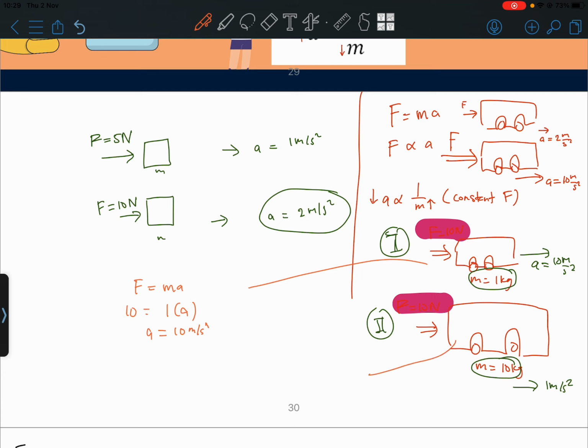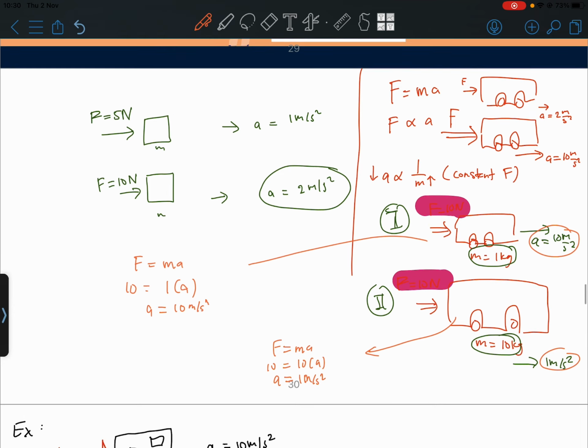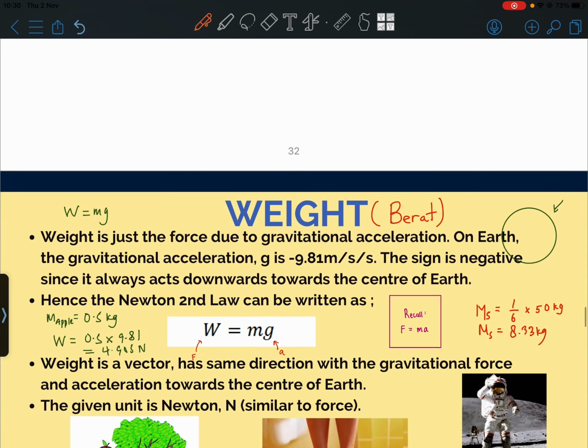Okay, and for the second case, this is F equals ma too. F is constant, the same. M is 10 kilograms. A we don't know yet, so you can divide by 10 on both sides. So I get a equals 1 meter per second squared. So you can see that the 1 kilogram mass has higher acceleration than the 10 kilogram mass. All right, so that's the second Newton's law.